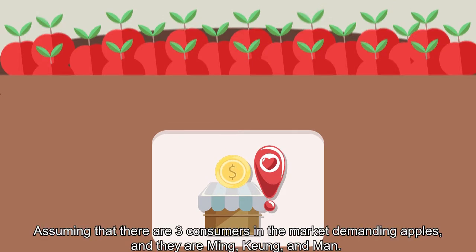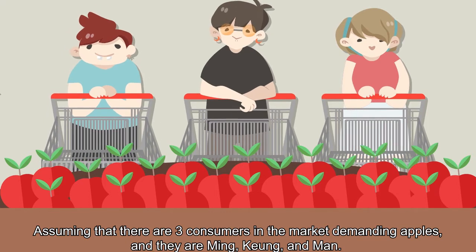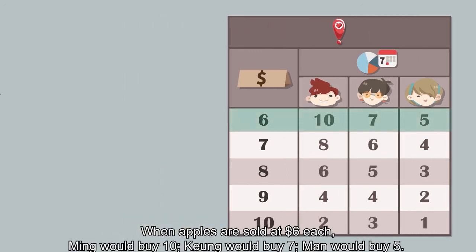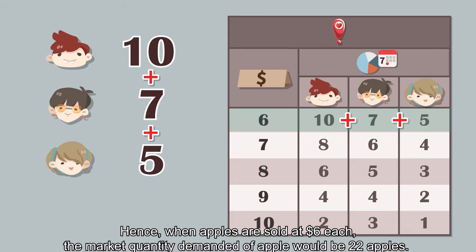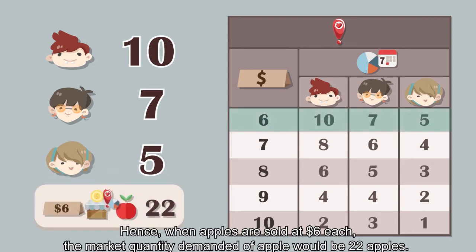Market demand. Assume that there are 3 consumers in the market demanding apples, and they are Ming, Keng, and Man. This demand table represents their demand for apples. When apples are sold at $6 each, Ming would buy 10, Keng would buy 7, and Man would buy 5. Hence, when apples are sold at $6 each, the market quantity demanded of apples would be 22 apples.